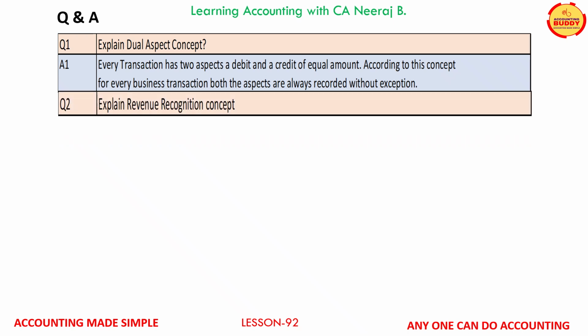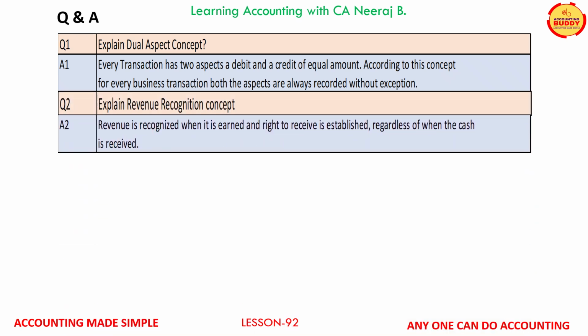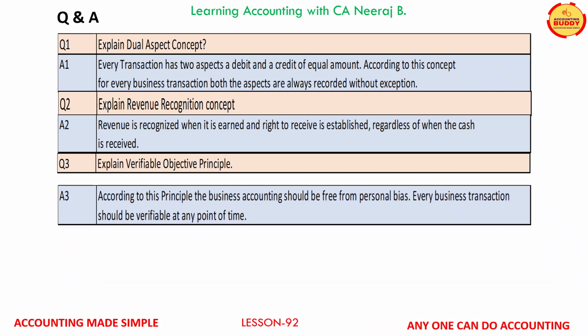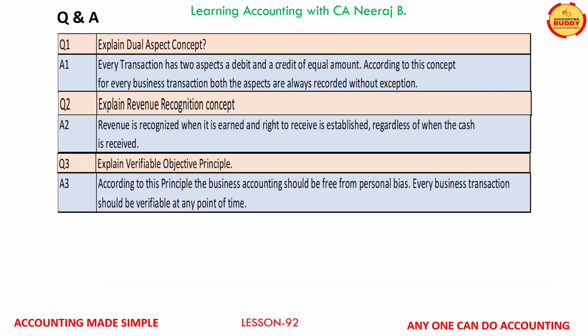Question number 2, explain revenue recognition concept. The answer is revenue is recognized when it is earned and the right to receive the money is established, regardless of the fact when the cash is actually received. Question number 3, explain verifiable objective principle. The answer is according to this principle, the business accounting should be free from personal bias. Every business transaction should be verifiable at any point of time.